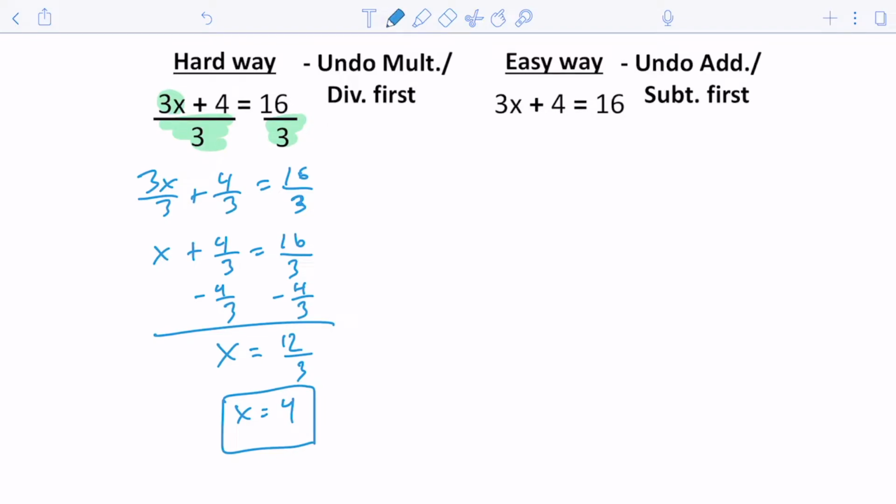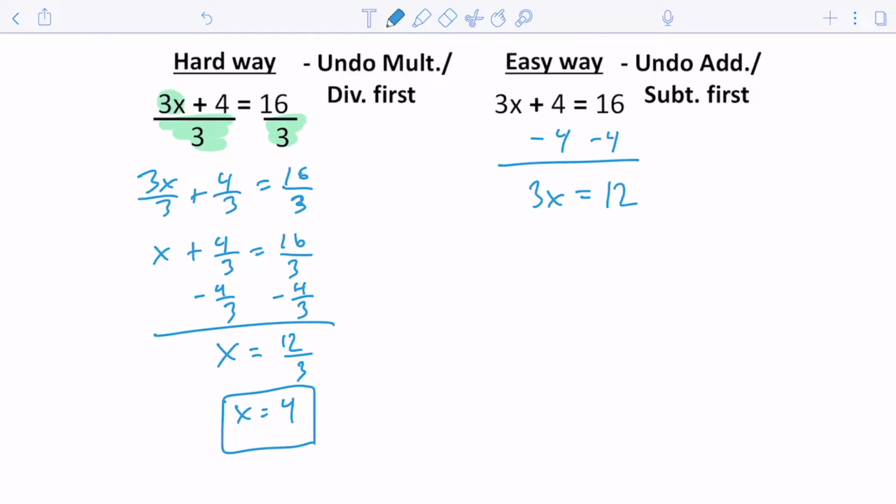What you should do is undo addition or subtraction first. So I'm going to subtract 4 from both sides, because you have to look at the variable, which is x, and you want to undo whatever's happening to x. So x is being multiplied by 3 and added by 4, and I'm going to undo the adding of 4. 4 minus 4 is 0. I'm left with 3x on the left side, and 16 minus 4 is 12.